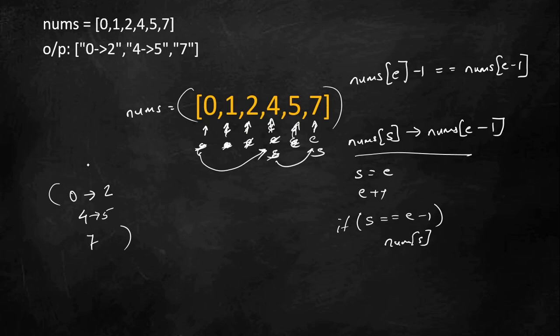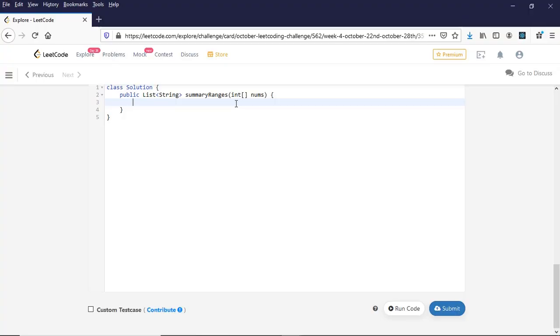Okay, so this is a very simple algorithm, and whatever we discussed now, the same logic we can code it, and the complexity of this will be O of n, where n is the number of elements in the array. So let's look into the code. Initially we can check if nums is empty or of 0 length. In that case we can directly return an empty list.